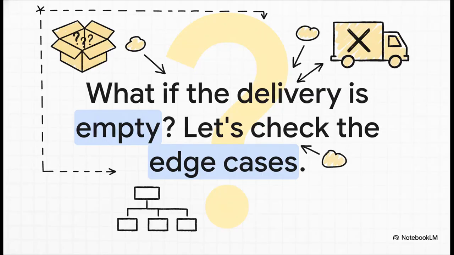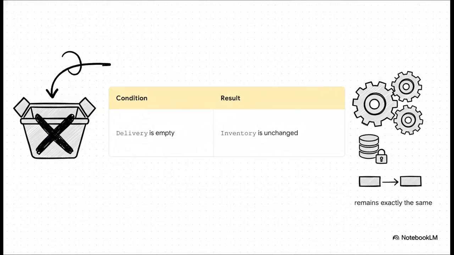Okay, so our logic feels pretty rock solid for a normal delivery, right? But hey, a great programmer always thinks about the weird stuff, the what-ifs. Like what happens if the delivery truck just never shows up? What if the delivery list is totally empty? Well, this one's actually super simple. If nothing new comes in, well, nothing changes. Our code would just see an empty delivery list. The loop wouldn't even run, and our original inventory stays exactly as it was. Perfect. Our logic handles it without breaking a sweat.